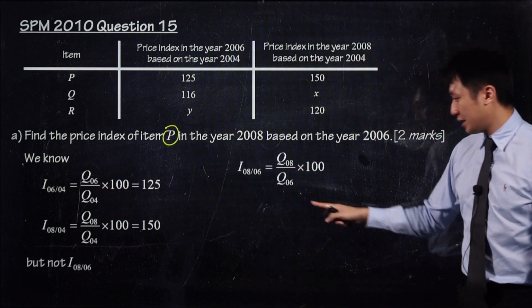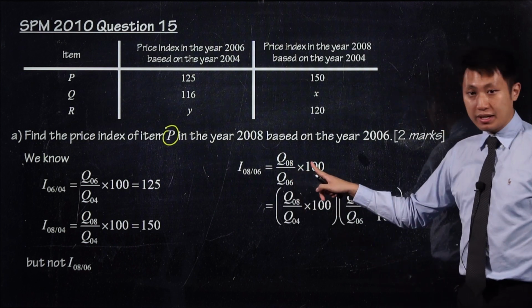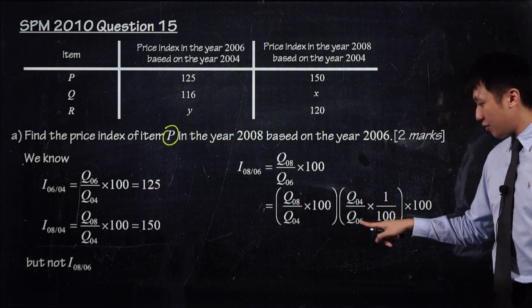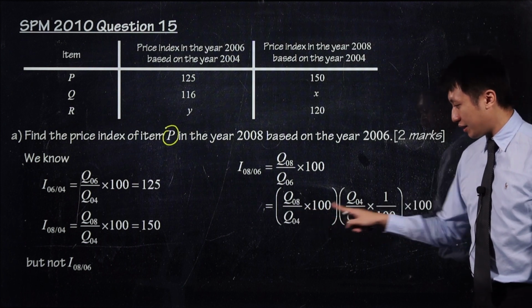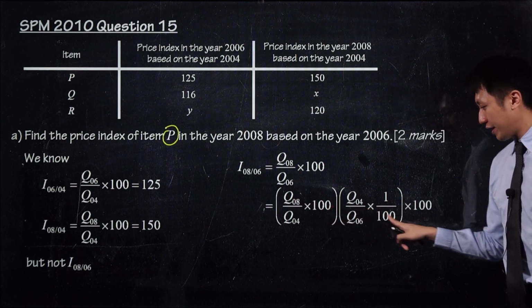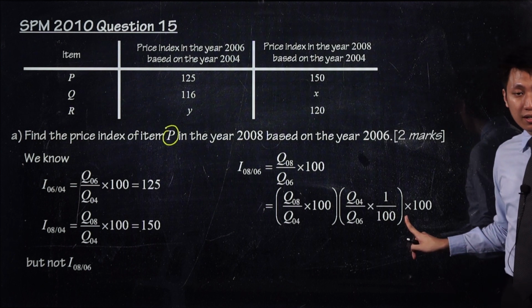Okay, so let's see here. Do you agree that I0806 is equal to I0804 times 1 over I0604, with the 100 and 1 over 100? So this one will be cancelled off. Then this one is on top, this is below. 100 and 1 over 100 will be cancelled off. Eventually multiplied by 100. Okay, no problem?